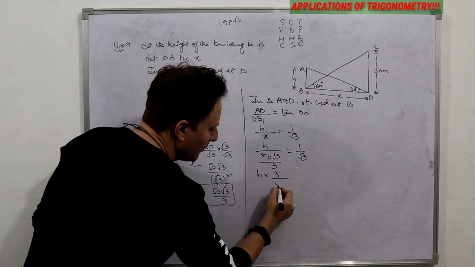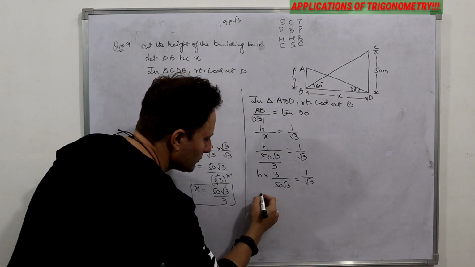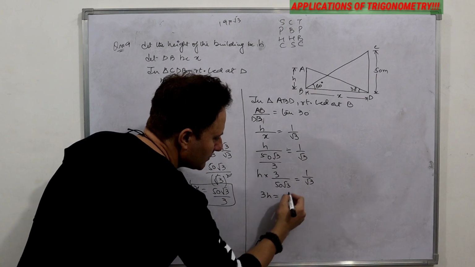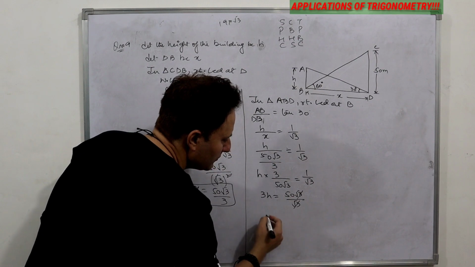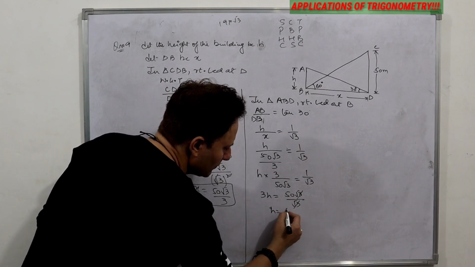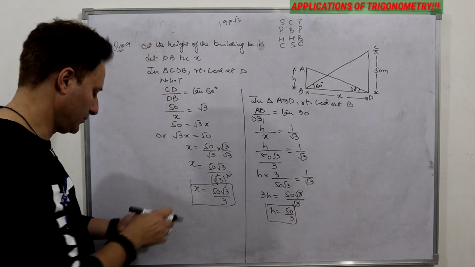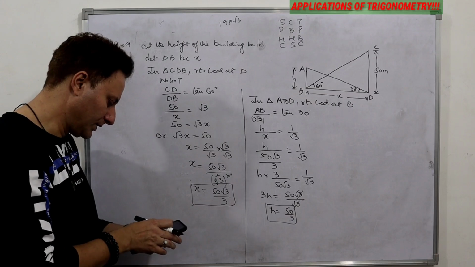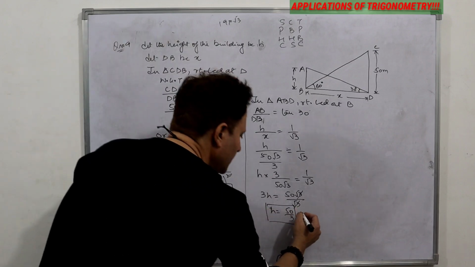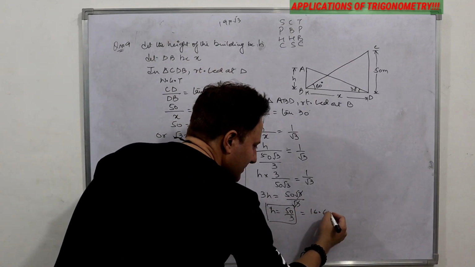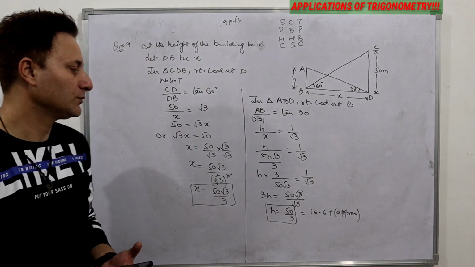It becomes 3h upon 50 under root 3, 1 upon under root 3. So 3h is equal to, this goes that side, 50 under root 3 upon under root 3. Under root 3 and under root 3 gone. H is equal to 50 upon 3. So that is the height. If you need the exact value, 50 upon 3 is 16.666, approximately 16.67. So very important question, guys.